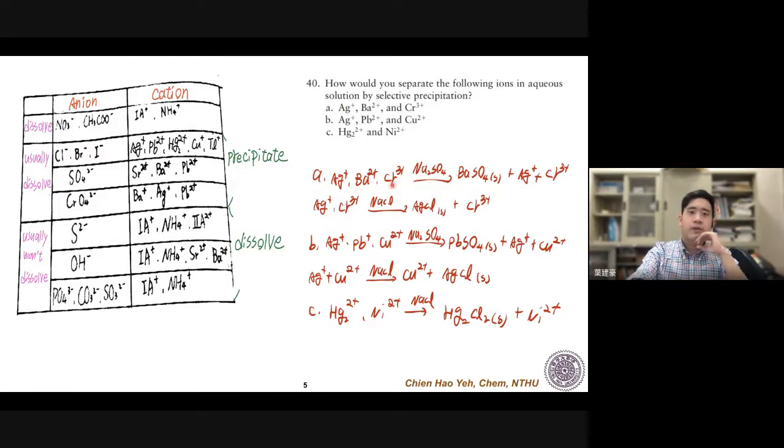So the first thing over here, you can just take a look. When the sulfate ion meets Sr, Ba, and Pb, it will precipitate. So in this part, Ba will precipitate with the sulfate ion, leaving silver and chromium. And next, we know that the chloride ion can precipitate with the silver ion. So next, this will happen.